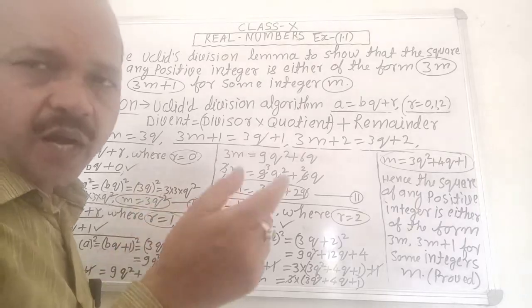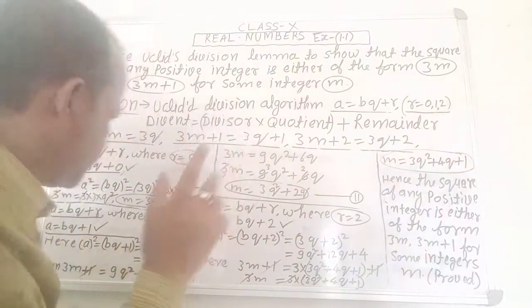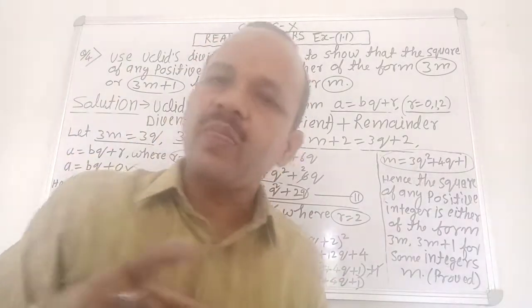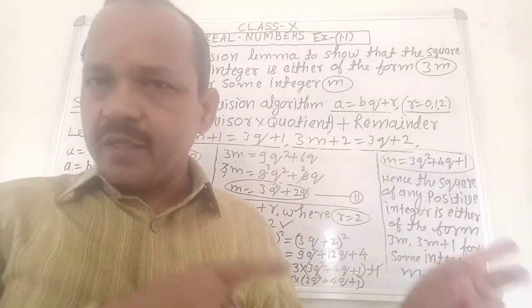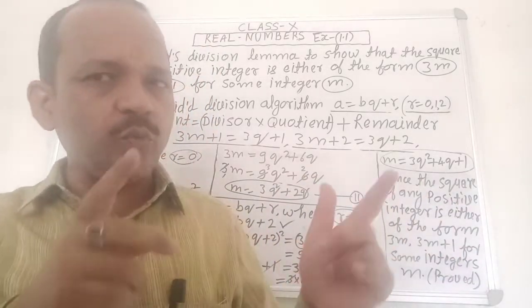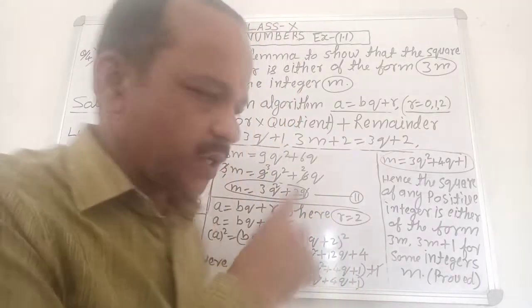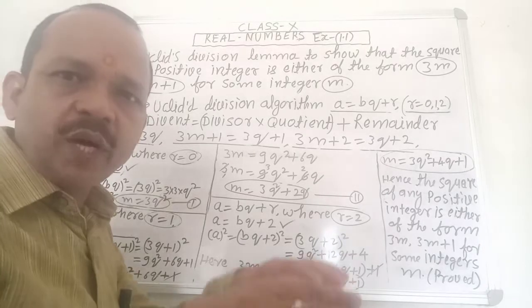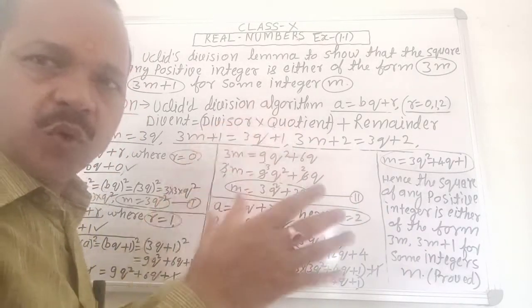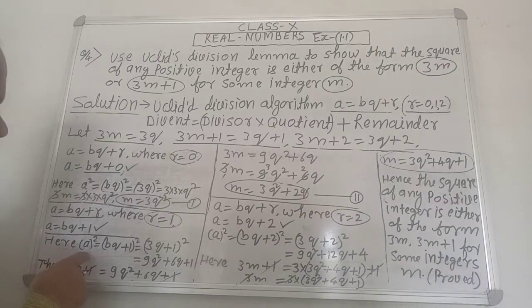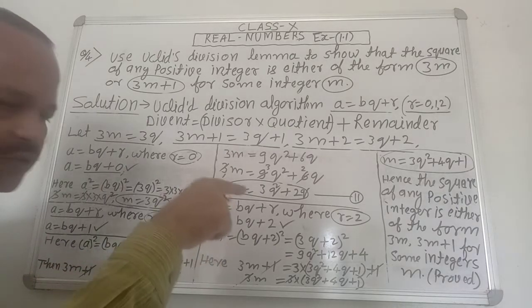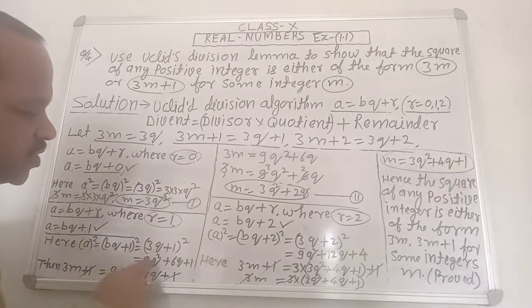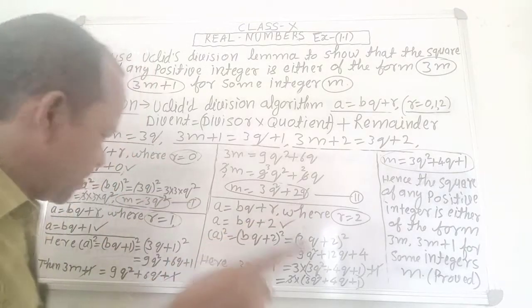See the board. I want to solve the next step. A equals BQ plus R, where R equals 1. You put the value of R equal to 1 in Euclid's division lemma. A equals BQ plus 1. Now squaring both sides, it becomes A square equals BQ plus 1 whole square equals 3q plus 1 whole square. It becomes 9q square plus 6q plus 1.